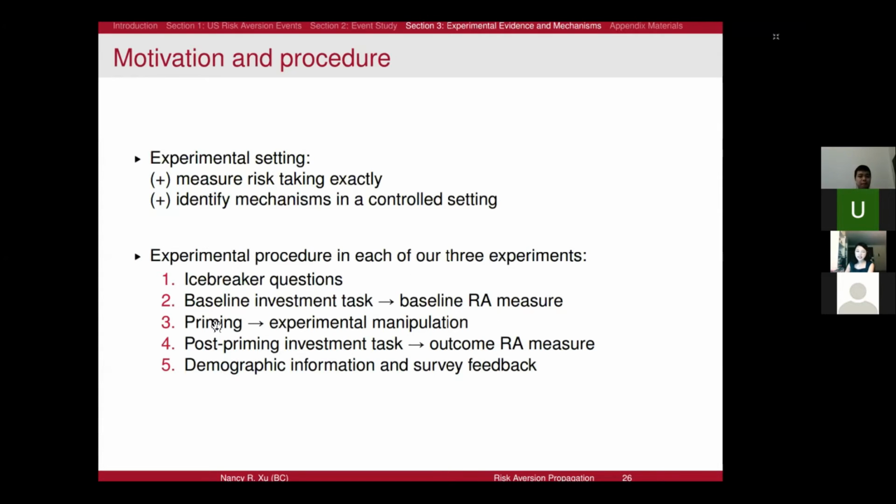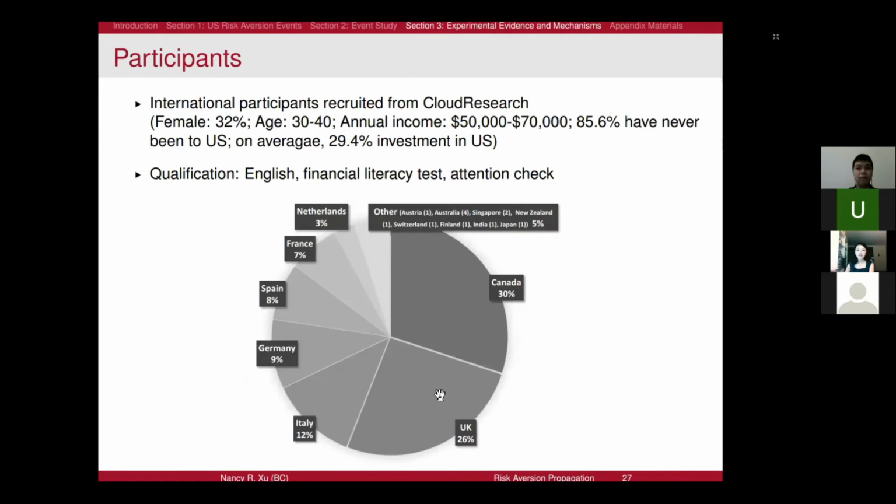And this is the routine of the survey we're conducting. We have icebreaker questions. We have baseline investment tasks where we get their baseline risk aversion, meaning before the shock, and then we shock them, and we measure the risk aversion after the shock. And then at the end of the day, we collect some demographic information like where are you from, what's your occupation, etc. Pretty standard. Our international participants turned out to be mostly males somehow, and they're age 30 to 40, so our age, meaning working age.